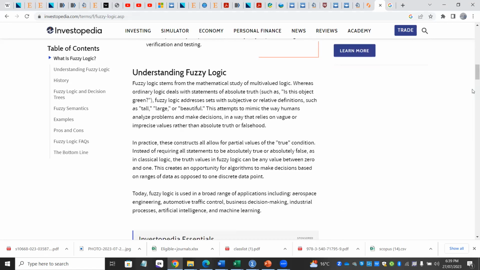And it stems from the mathematical study of multi-valued logic. Whereas ordinary logic deals with statements of absolute truth, as we all know. Is it green or blue or what? Is this object green? Yes or no? Fuzzy logic addresses sets with subjective or relative definitions such as tall, large, or beautiful.